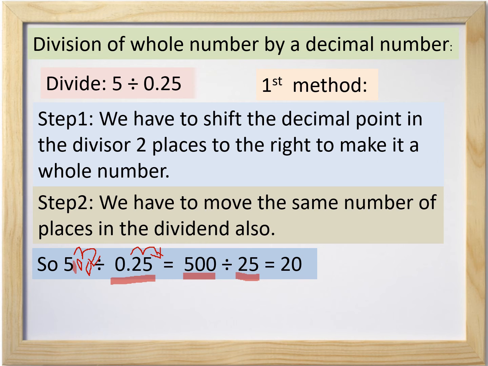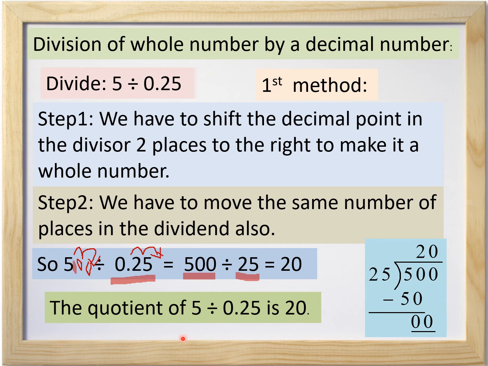It is 20. Let us see the division here. Here 500 is the dividend and 25 is the divisor. 25 will go into 50 two times. So 2 into 25 is equal to 50, and 50 minus 50 is equal to 0. Again, there is one more 0 in the dividend, so bring that 0 down. But children, can we divide 0 by 25? No. So we will put 0 in the quotient. So 500 divided by 25 is equal to 20. So the quotient of 5 divided by 0.25 is 20. Is it clear, children?